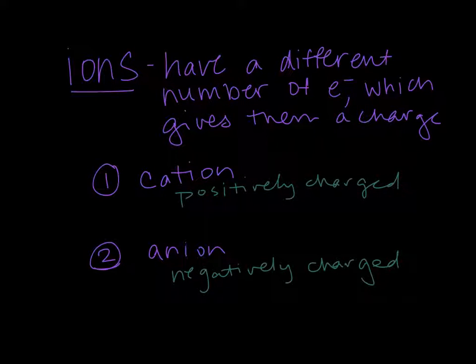Okay, and so I've said it several times that you cannot change the number of protons. So these guys are losing or gaining electrons, and electrons are negative. All right? And so for a cation to happen, they have to lose electrons. They have to lose negative charges. And for an anion to happen, they have to gain electrons.